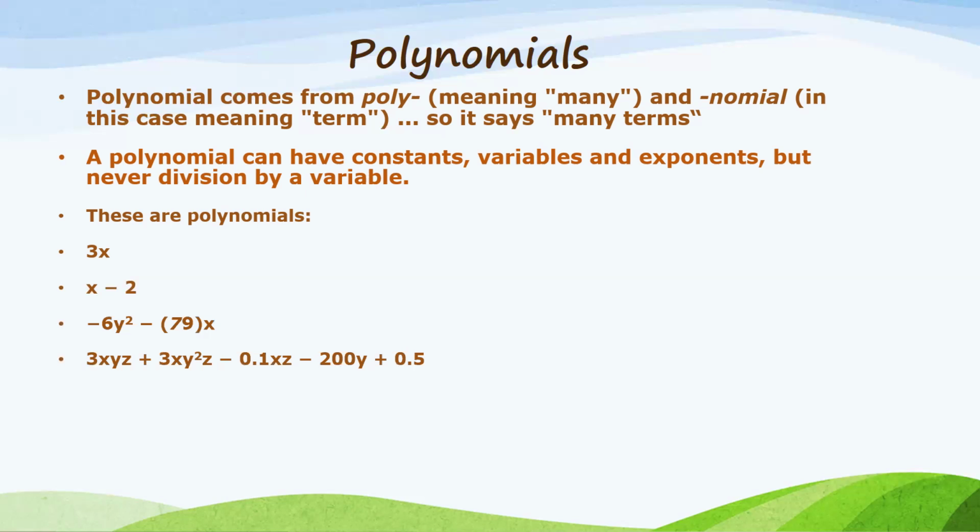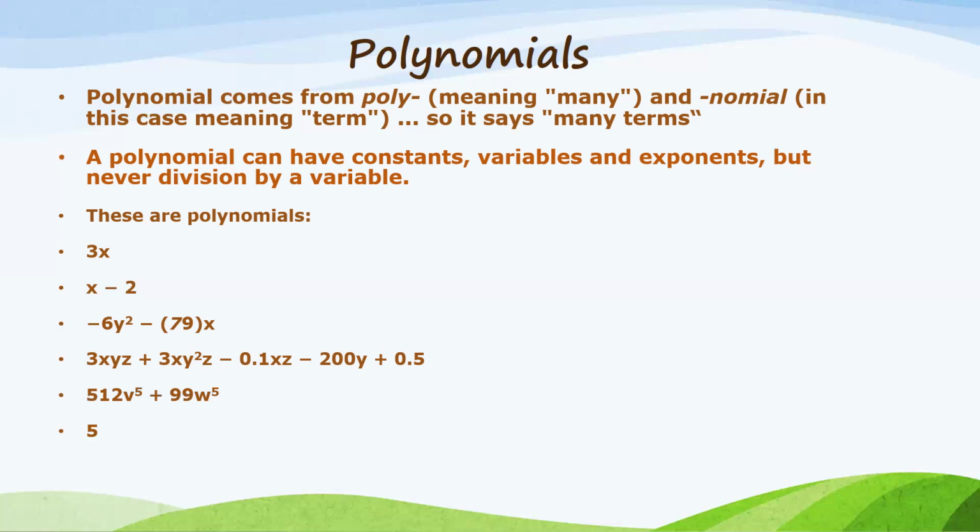Here we can see that all the variables are having positive powers, right? All the exponents are positive. Again, we can see that V is having power positive 5, and W is having power, again, positive 5. So these are all examples of polynomials.